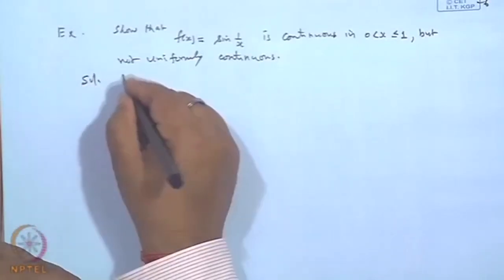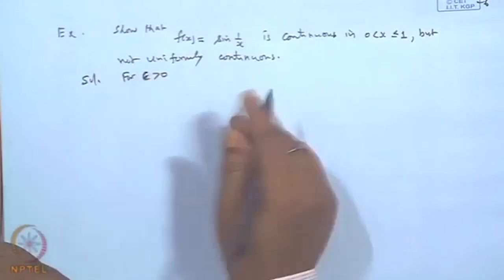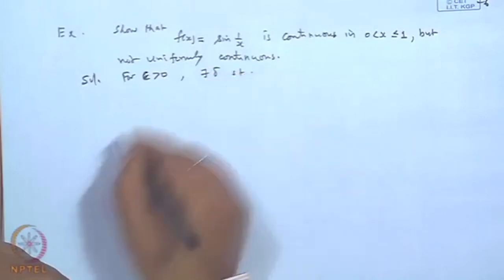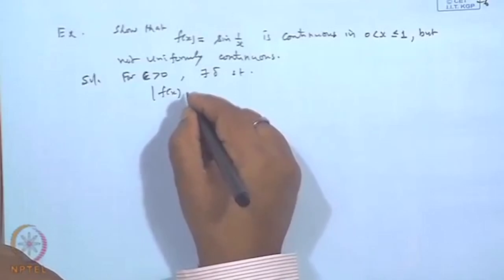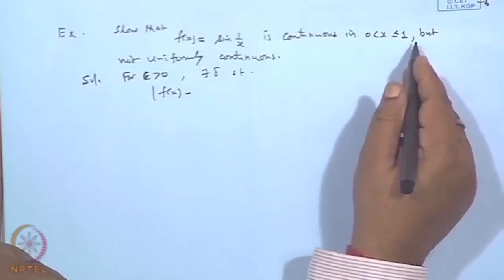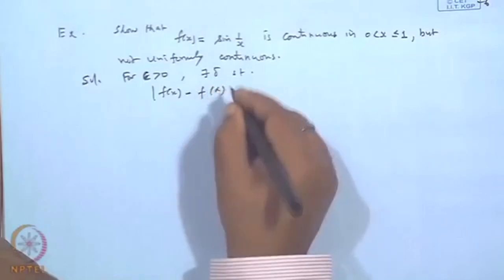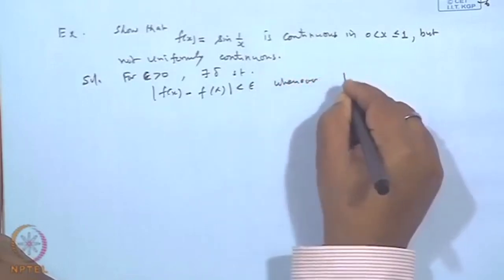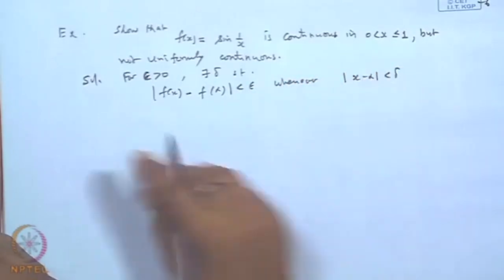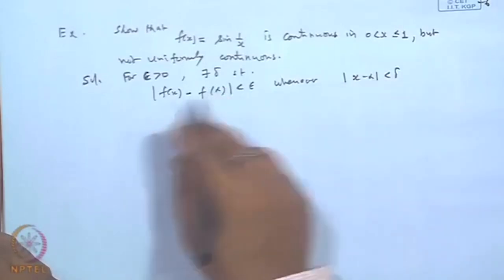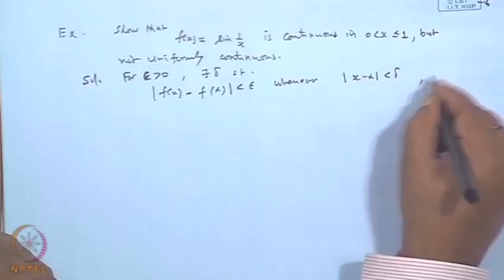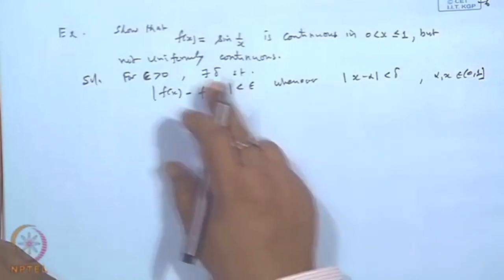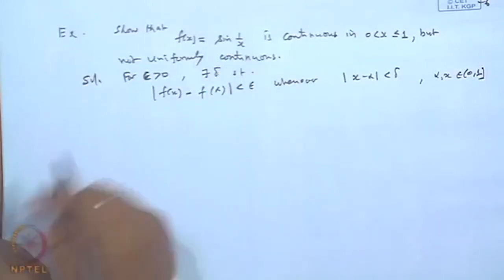Now, for the continuity, for a given epsilon greater than 0, we are interested to find delta. So, for a given epsilon greater than 0, there exists a delta such that mod of f(x) minus f(alpha), where alpha is any number, is less than epsilon whenever mod of x minus alpha is less than delta. Okay, here alpha and x both belong to the interval 0 to 1, is it not? So there exists some delta, we have to identify delta.